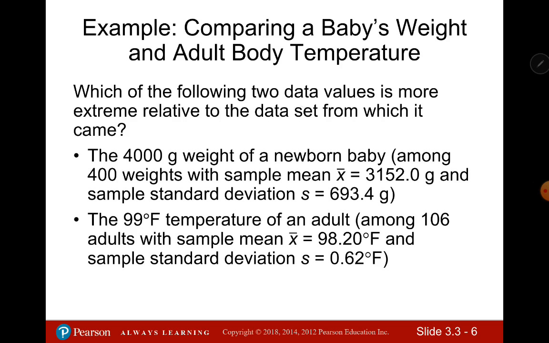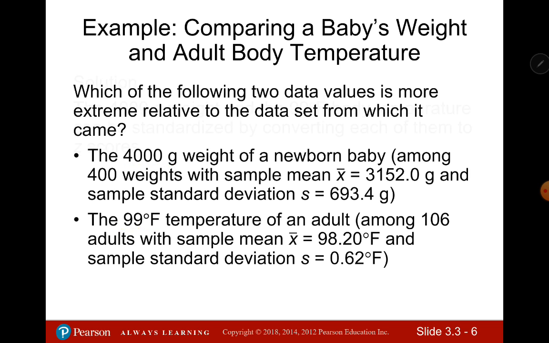So, which of the following two data values is more extreme relative to the data set from which it came? That means we have two data values from different data sets, but we still can compare which one is more extreme. So first is the data set of the baby weights, the newborn baby weights. And the second one is human body temperature, right? So we will need to compare two values. The first one, we have the x value, 4,000. And the second, we have 99. We have these two different values, but we want to test which one is more extreme.